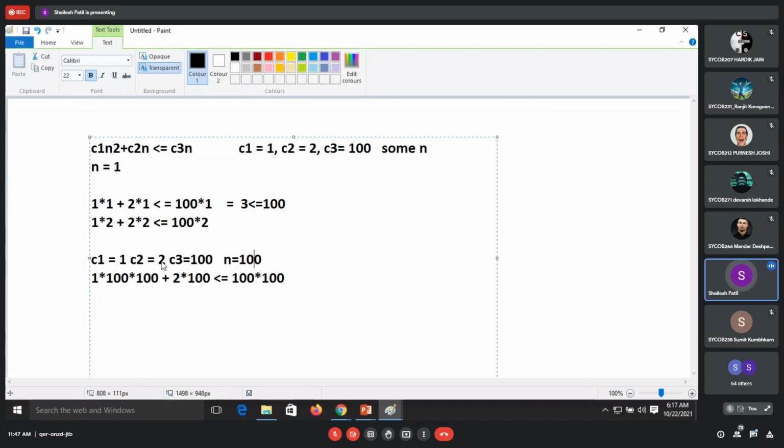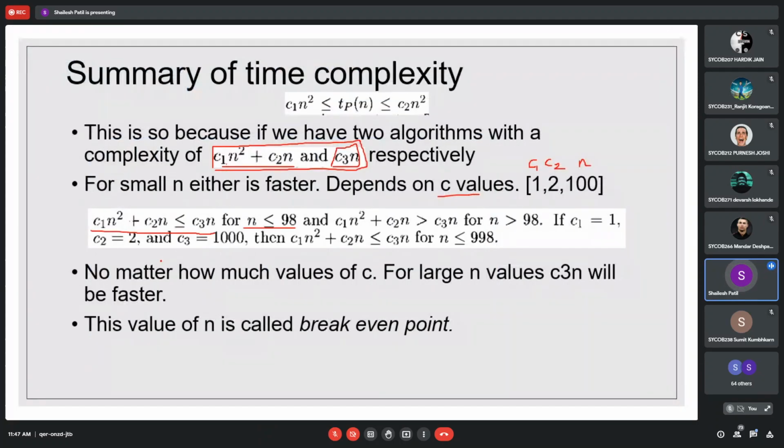Now suppose we increase the value of C. Suppose we make it 1000. Then this becomes false. But we have to check this particular case. I think something is missing over here.